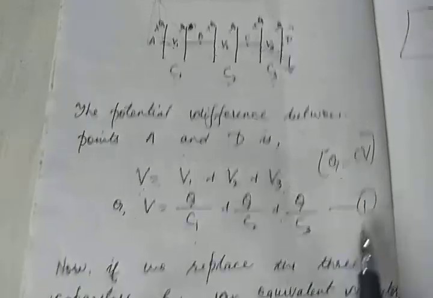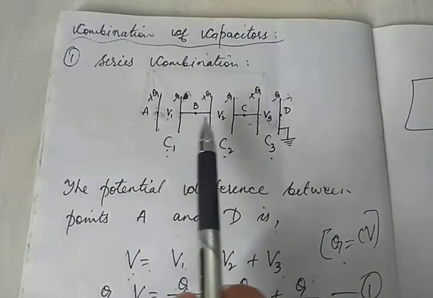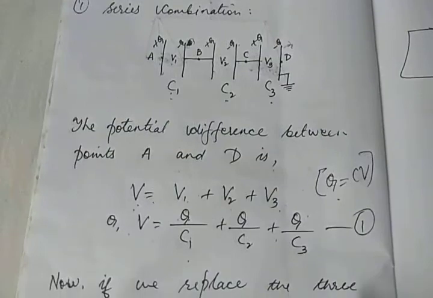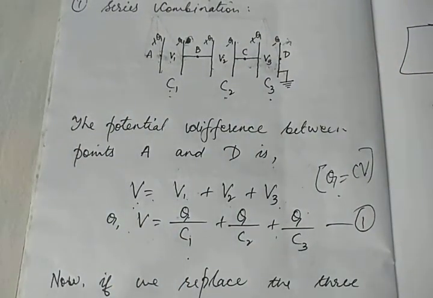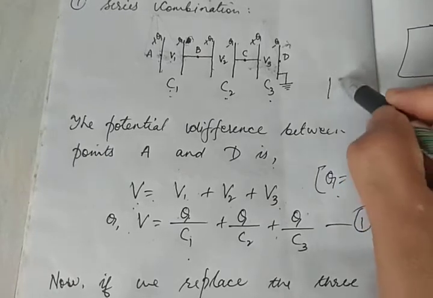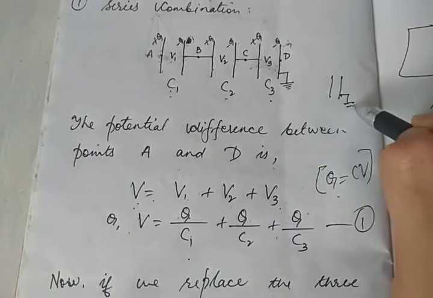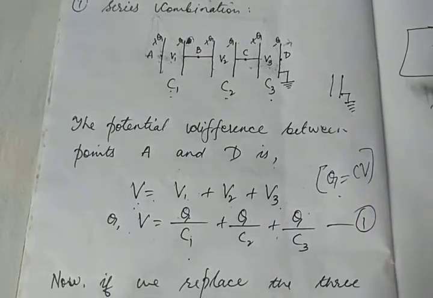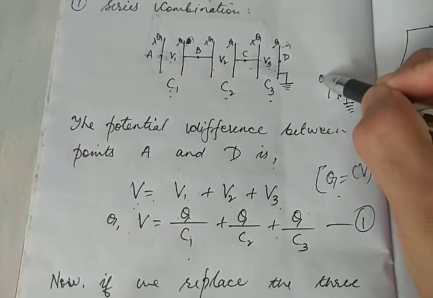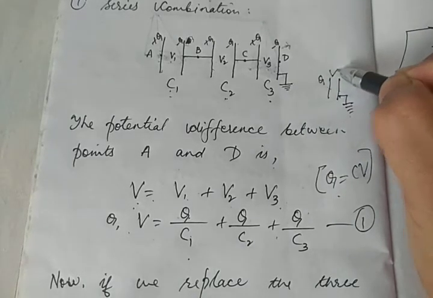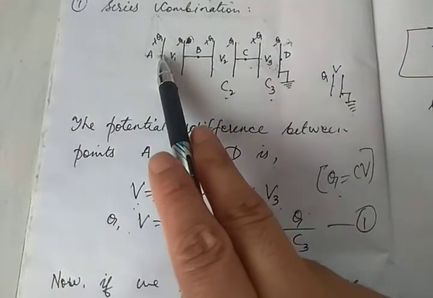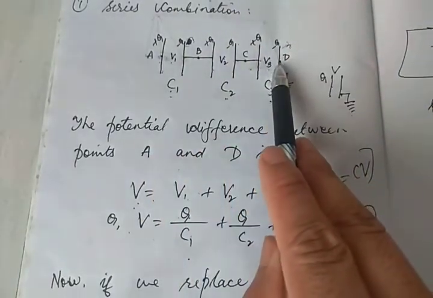Now, instead of the three capacitors, say for example, we use a single capacitor, such that this is grounded. This is a symbol for connecting it to the earth. When we give this capacitor q amount of charge, the potential difference generated across the two plates is, say for example, V, which is the same as the potential difference across points A and D.